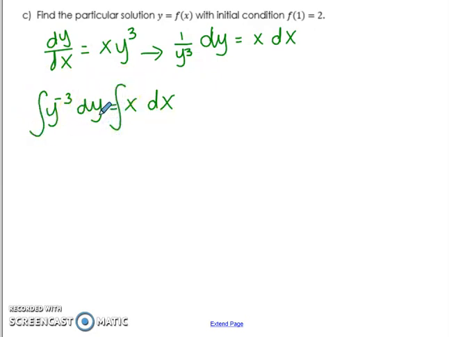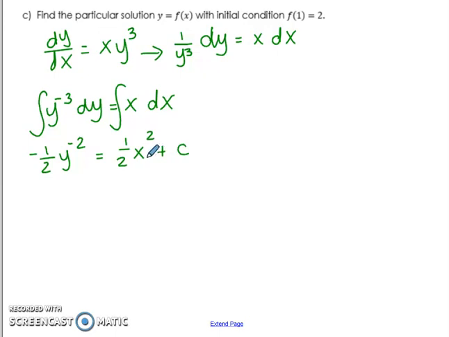So when I take the antiderivative of y to the negative third, we're doing the reverse power rule. So we're going to add 1 to the exponent, so it becomes negative 2, and then we divide by negative 2. So what we really have is negative 1/2 y to the negative 2. And then on the other side, we have x, so that's going to become 1/2 x squared plus c.